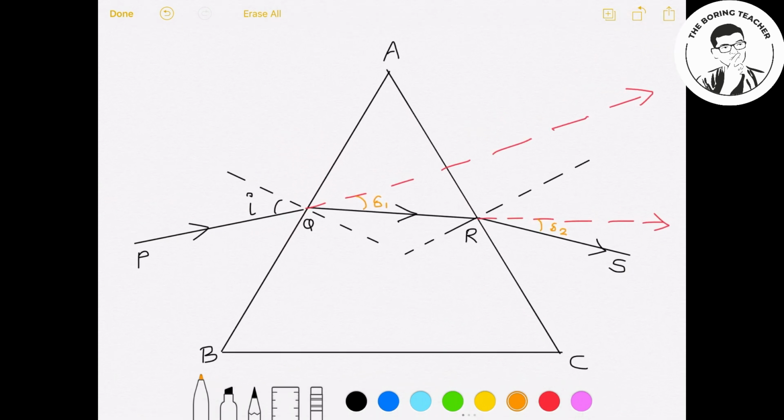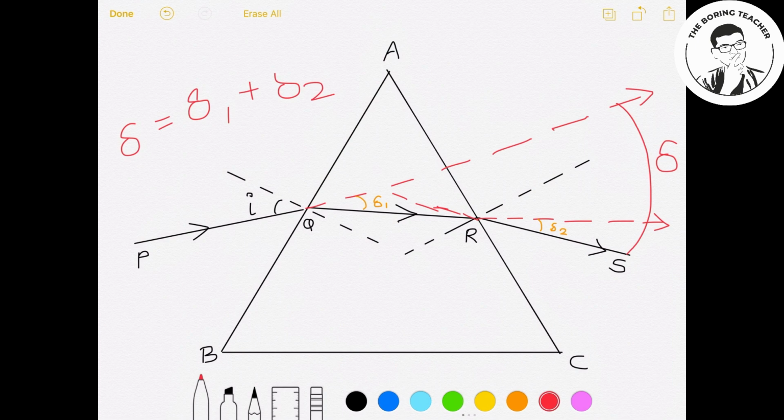So in total, the angle between the incident ray PQ and the emergent ray RS, when extended in the backward direction, like this, you will find the total angle of deviation. That means the total angle between the incident ray and the emergent ray, and it is represented by delta. Numerically, delta, the angle of deviation, is equal to the summation of delta 1 and delta 2.